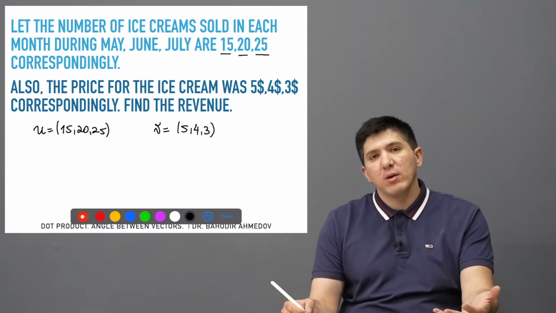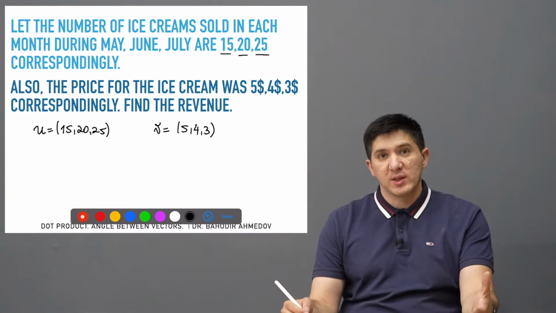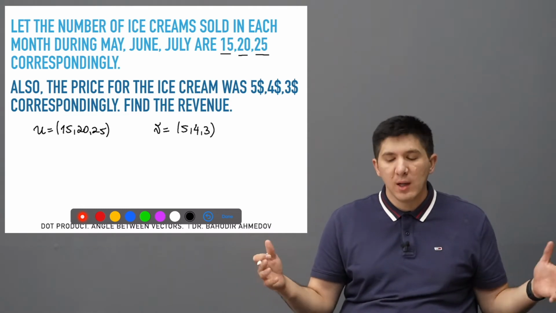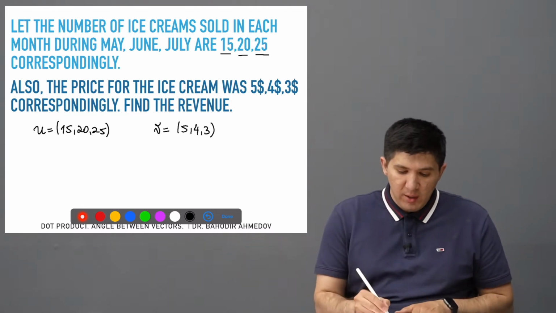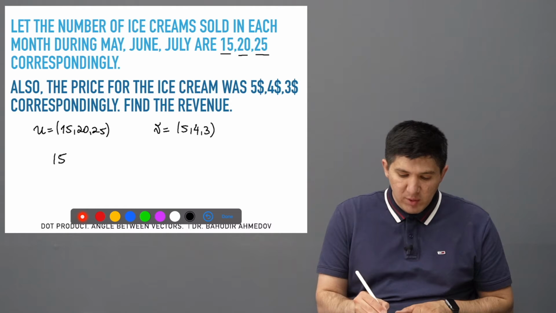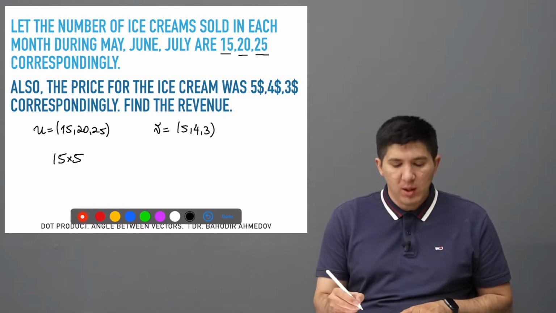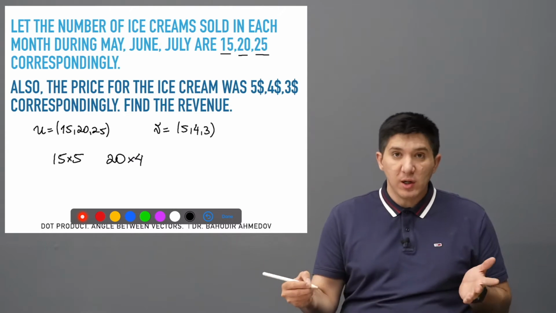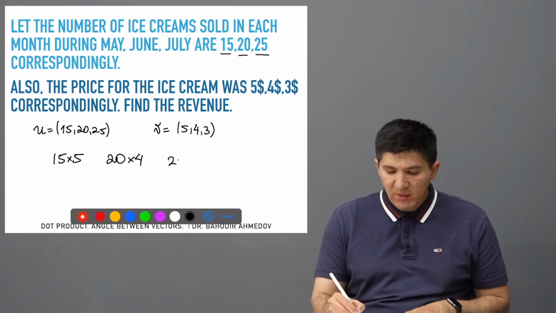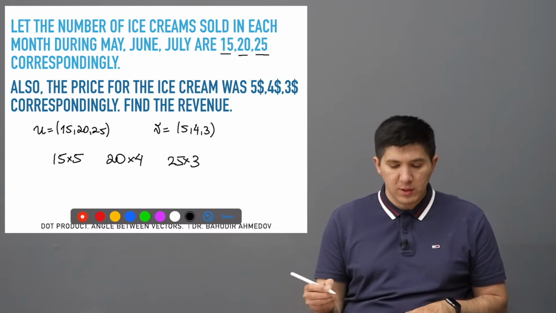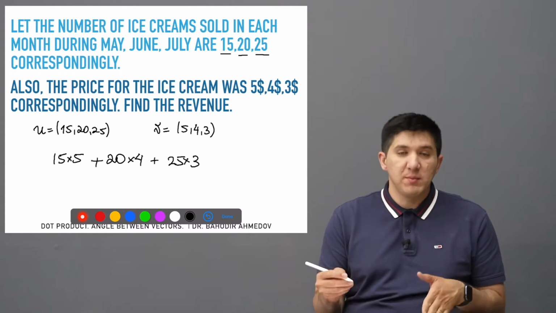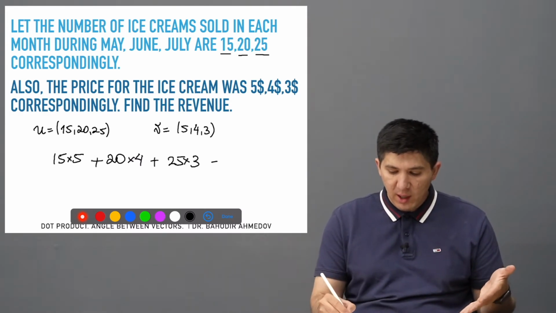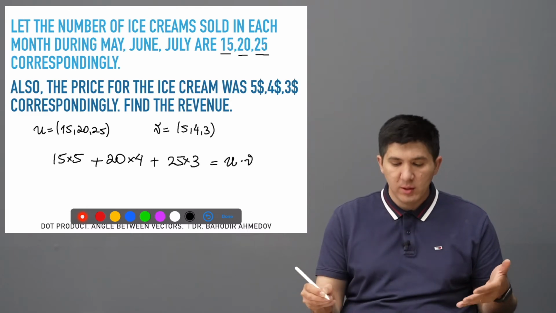So now if I ask what the revenue of the store is, essentially how much money they've got at the end, what you need to know is that in the first month they sold 15 ice creams at $5, in the second month they sold 20 ice creams at $4, and in the third month they sold 25 ice creams at $3. So in total they've got this amount of money in revenue. And you can see here that this is nothing else than the multiplication of u by v.